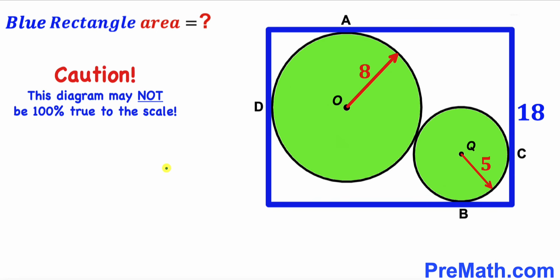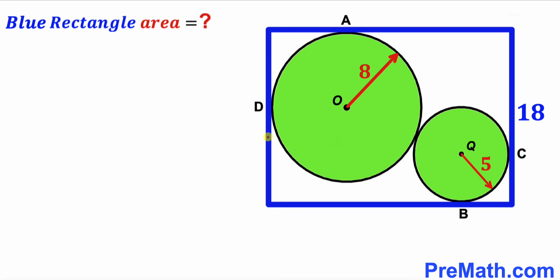Please keep in mind that this figure may not be 100% true to the scale. Let's go ahead and get started, and here's our very first step. Let's focus on this larger circle. We know its radius is 8 units, so I'm going to label the radius of this larger circle as uppercase R equals 8 units. Now we are going to focus on this smaller circle. We know its radius is 5 units, so I'm going to label its radius lowercase r equals 5 units.